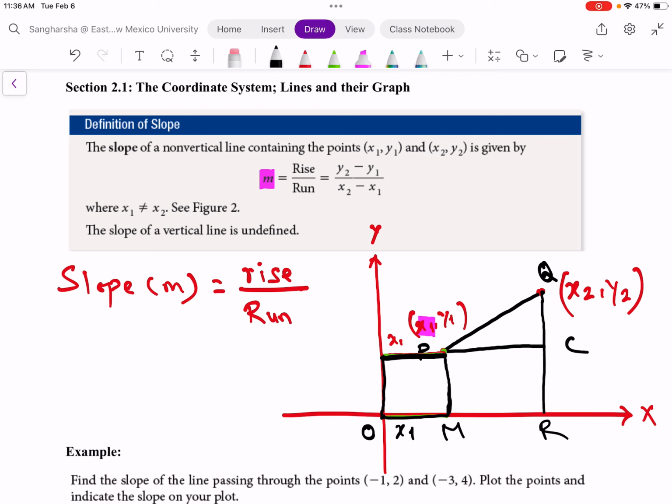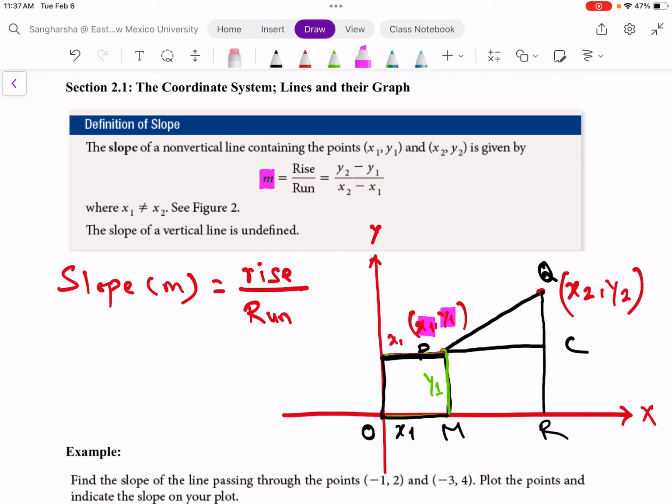Now what about y1? What is y1 for point P? That's the distance of the point from the x-axis. So this distance from the x-axis is y1. The x-coordinate gives us the distance of a point from the y-axis, and the y-coordinate gives us the distance of a point from the x-axis.